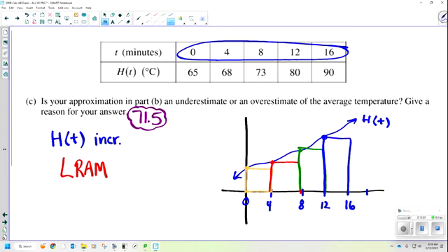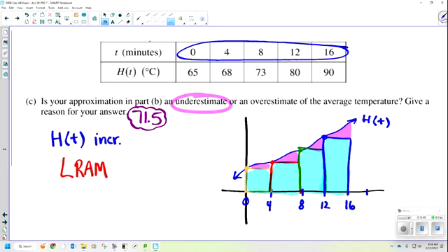So is this an underestimate or overestimate? Our estimate included all of these rectangles, this area under the curve. But what it missed is this little area here in this purple highlight, that's still under the curve area that I didn't calculate because it's outside of my rectangles. So really the area that I calculated was less than the actual area. So that tells me our approximation was an underestimate.